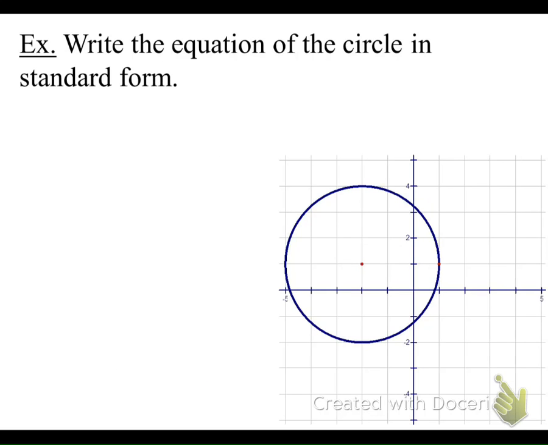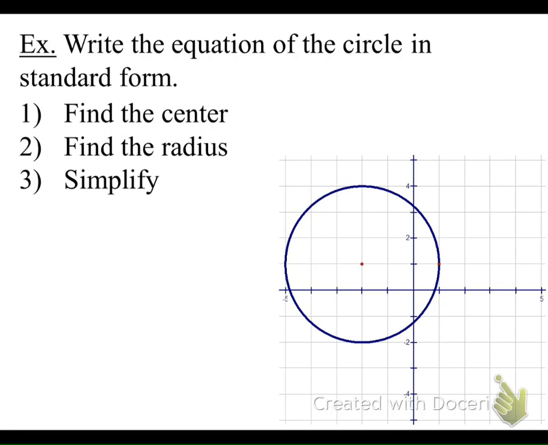Okay, we're ready for our first example here, and we're being asked to write the equation of the circle shown in standard form. As a reminder, when we're writing in standard form, we need to first identify the center of the circle, the radius of the circle, and then use those values to plug into the standard form equation to write the equation of the circle. So the first thing we want to do is identify our center, which is at -2, +1. We will identify our radius. In this case, our radius is equal to 3.